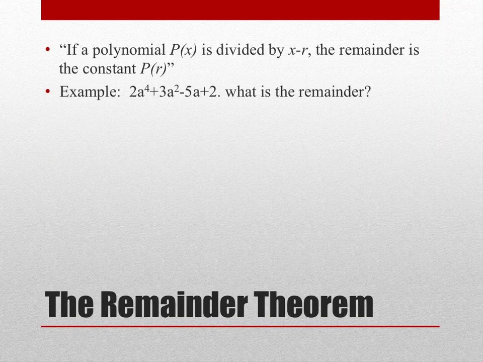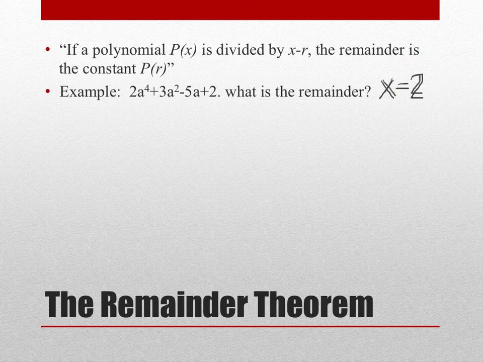So now moving on to the remainder theorem, it states that if a polynomial p of x is divided by x minus r, the remainder is the constant p of r. Taking a look at our first example, it states 2a to the fourth plus 3a squared minus 5a plus 2. Now if we divide that by x minus 2, what would the remainder be? Well, first we need to pick out what our r is. Here our r is 2.